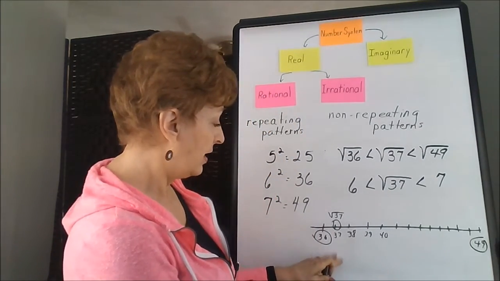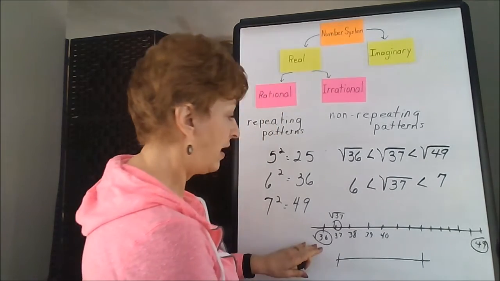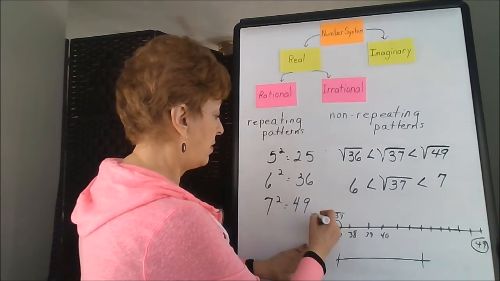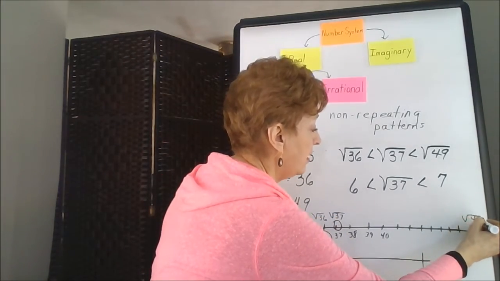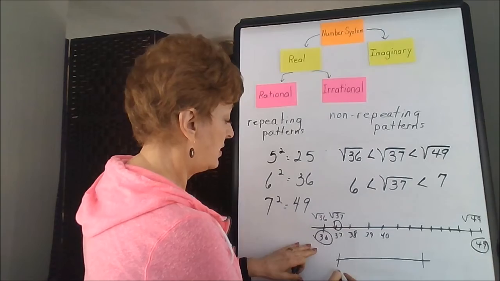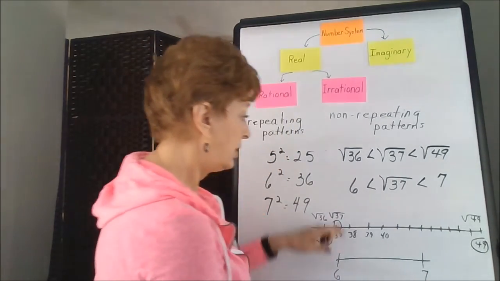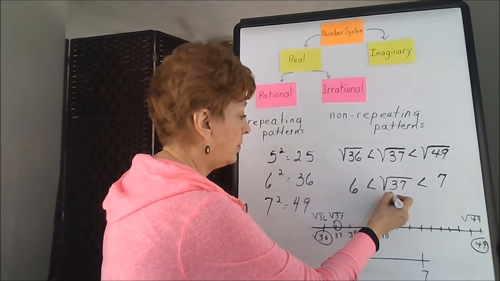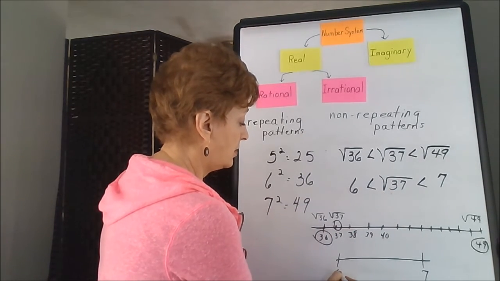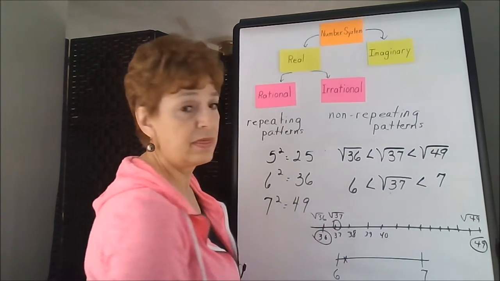So on a number line between the values of, this was the square root, remember, of 36. This was the square root of 49. And we simplified those into 6 and 7. So the square root of 37 is closer to the 6, the square root of the 6. So I would put my x probably there.